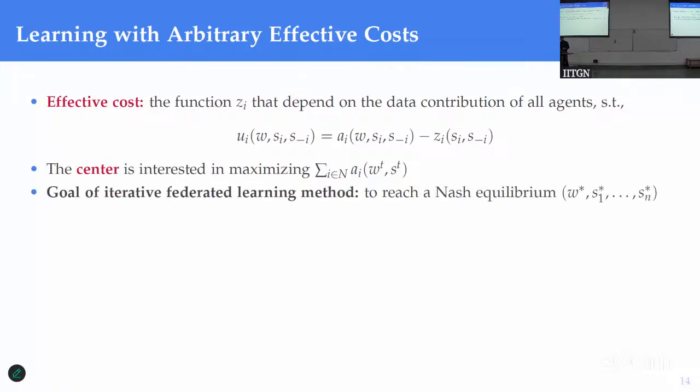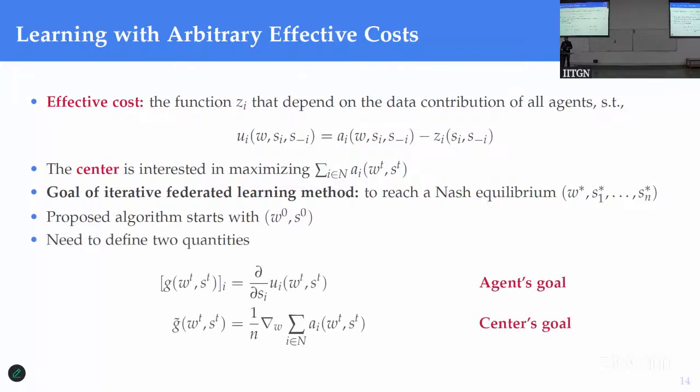Now the first question that we asked is how we can reach this Nash equilibrium, which is W star comma S star, and the algorithm that we are going to propose. It starts with some W0 which is 0. The center starts with this. Then two quantities we need to define. The first is the G function, which is just the vector of all the partial derivatives of the utilities of that agent.